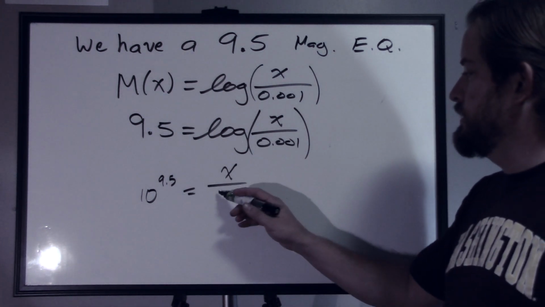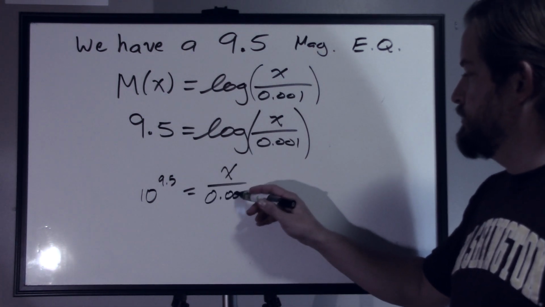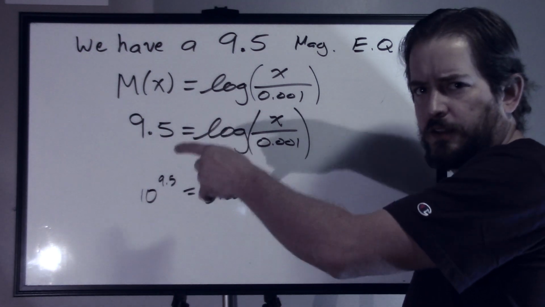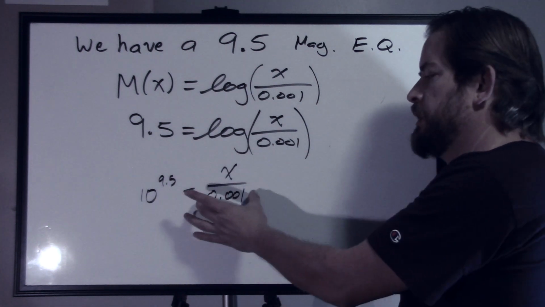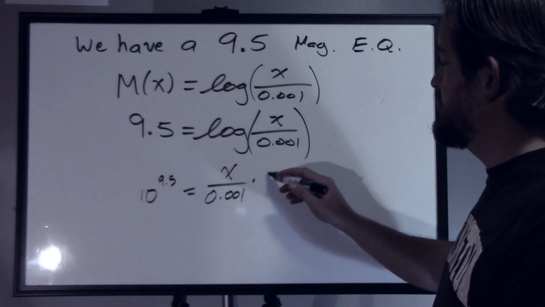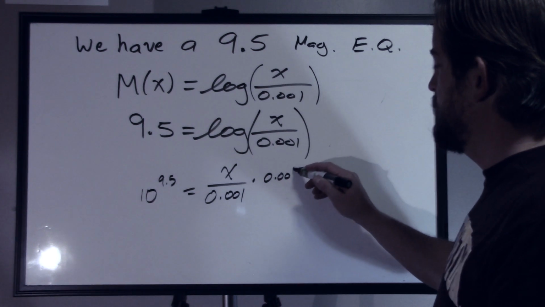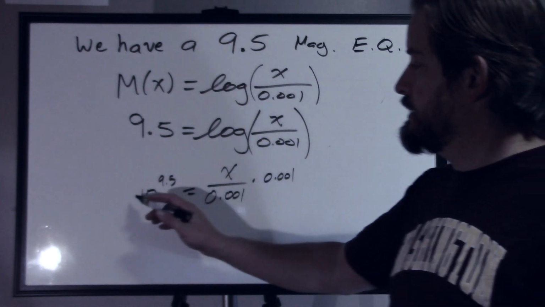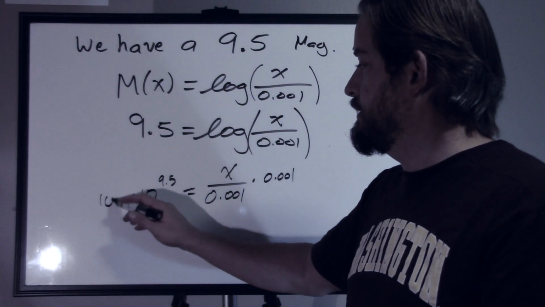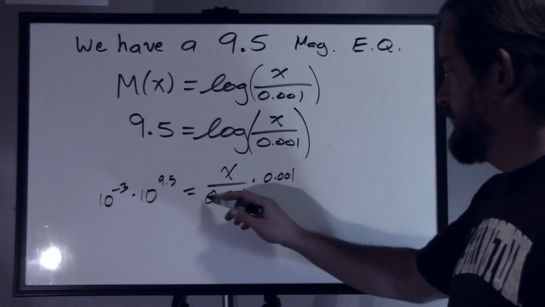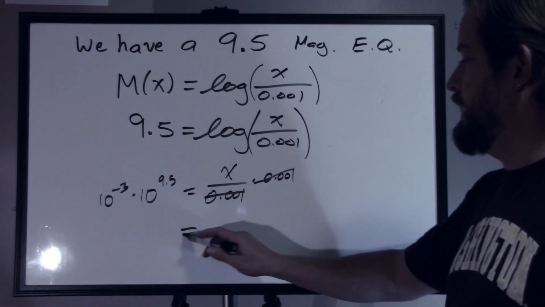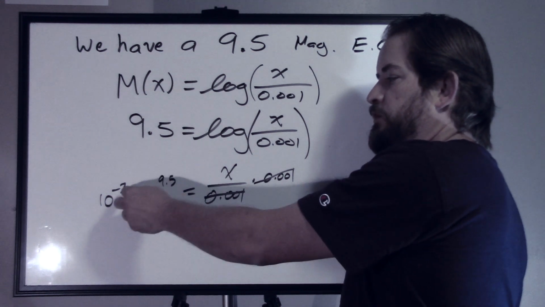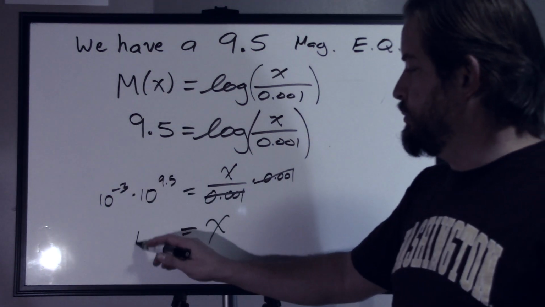Equals x over 0.001. Now, I could take 10, raise it to the 9.5 and get a really big ugly number, but I can also leave it and just multiply each side by 0.001 because this is 10 to the negative 3. I can write that instead of 0.001 as 10 to the negative 3. I've isolated my x on the right hand side. And I can take 10 to the 9.5 minus 3, so that's 10 to the 7.5.